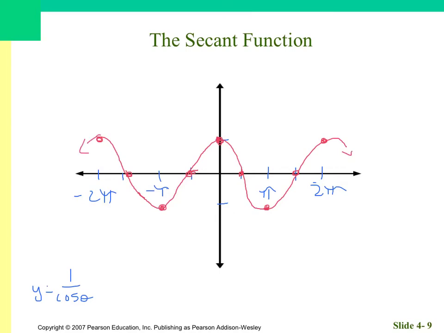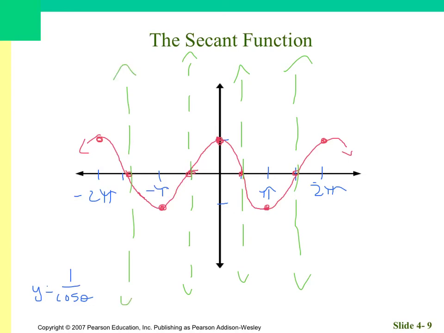There's the cosine function, right? Now, 1 over cosine. Where is the cosine equal to 0? That's what we need to look at first. Because everywhere there's a 0 there, there's going to be a vertical asymptote. Okay?